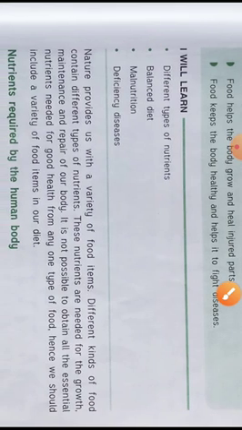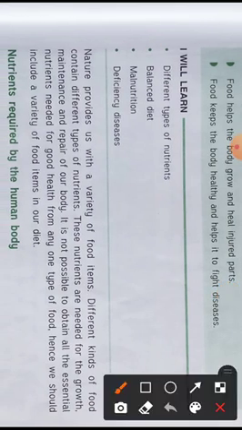Now let us see what we will learn in this chapter. We will learn different types of nutrients, like we have studied in the first chapter also. These different types of nutrients will be protein, carbohydrates, fats, vitamins and minerals, fiber, and water is also a nutrient. So what is the function of these nutrients in our body, that also we will learn and understand.